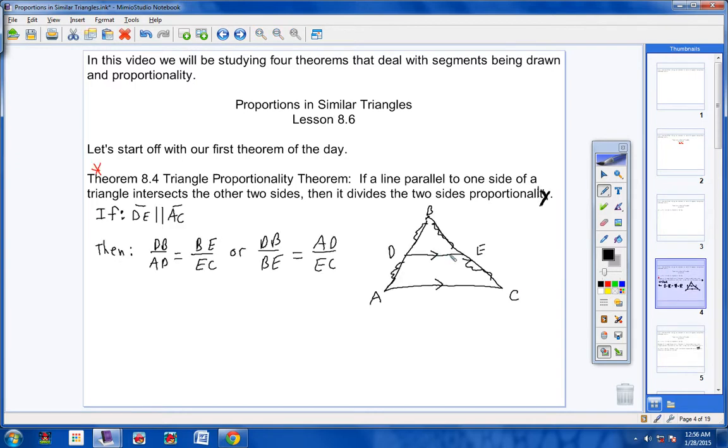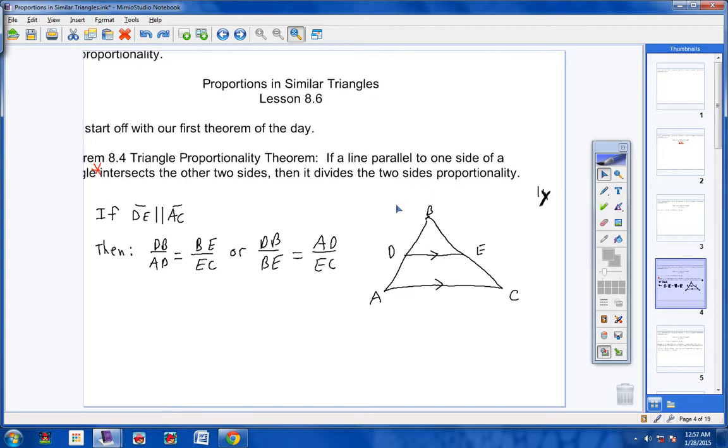Since I've already got a triangle drawn back here, I'm going to go ahead and use, let's see, where was I? Here we go. I'm going to go ahead and use this triangle for my explanation here.